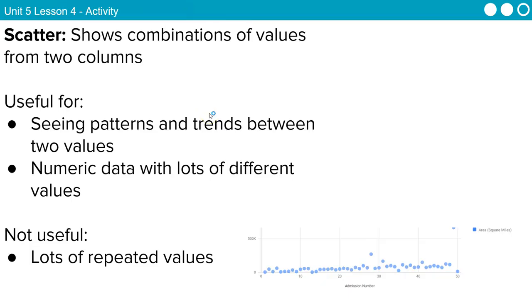The scatter plot shows combinations of values for 2 columns. This is useful for seeing patterns and trends between 2 values. And this one is useful when it's numeric data with lots of different values. The only time it really doesn't help us is when there's lots of repeating values. So again, this scatter plot is a chart that displays pairs of numeric values for 2 columns to show possible relationships. Really what we're doing with both of these is we're trying to find trends, right?